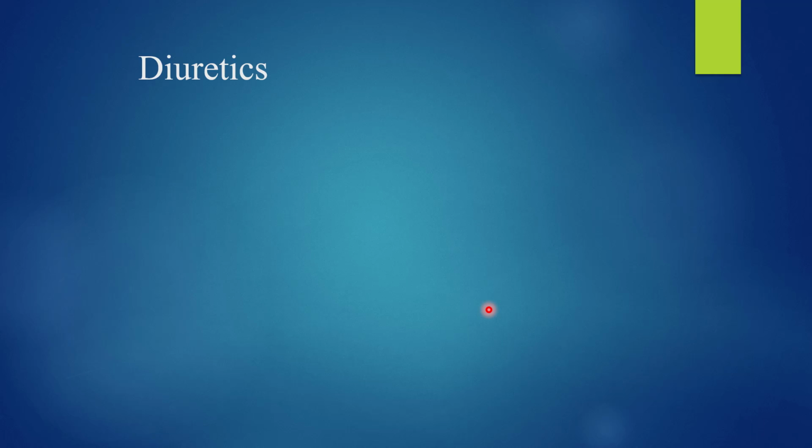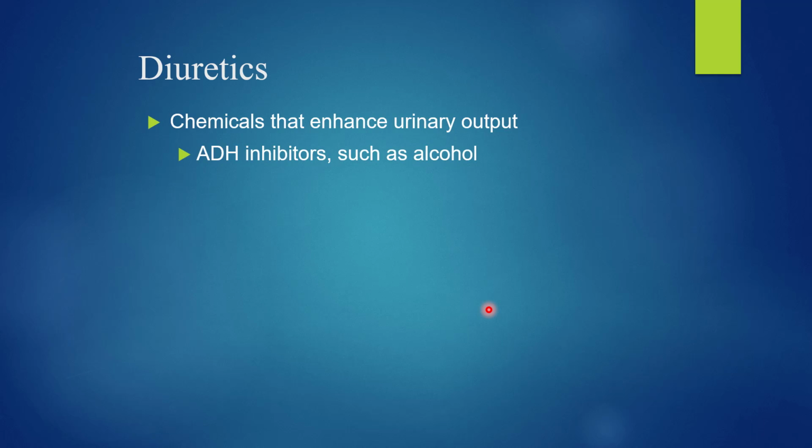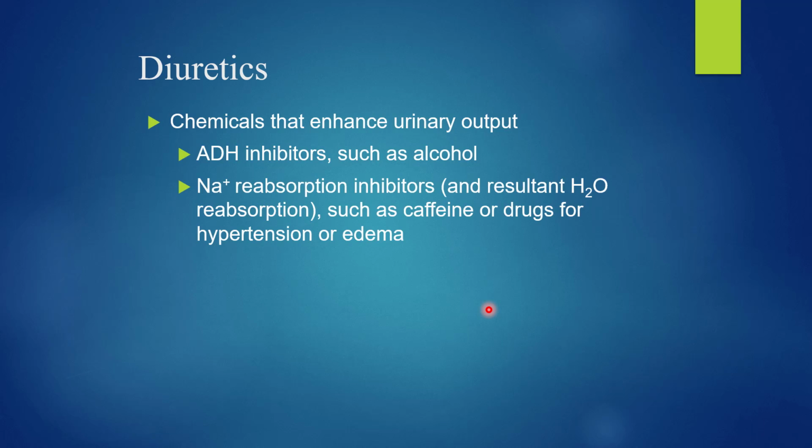Let's now look at some drugs. Diuretics. These are chemicals that enhance or promote urinary output, and these are antidiuretic hormone inhibitors such as alcohol. Alcohol is a diuretic. Then there are sodium reabsorption inhibitors such as caffeine or drugs for hypertension or edema, which pretty much will cause water excretion.